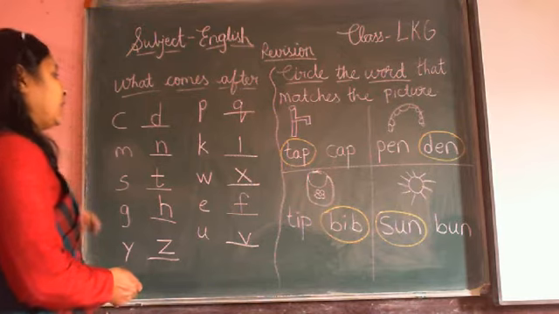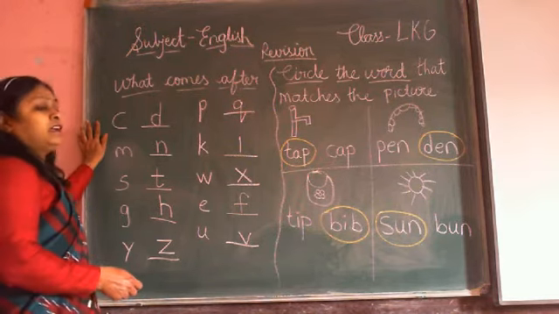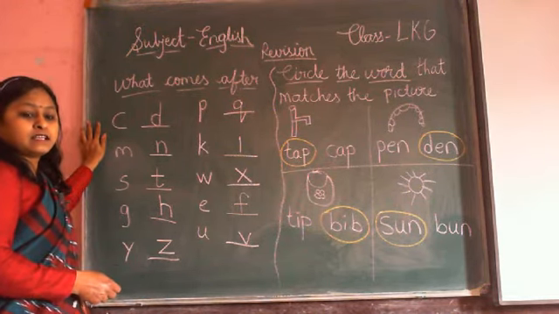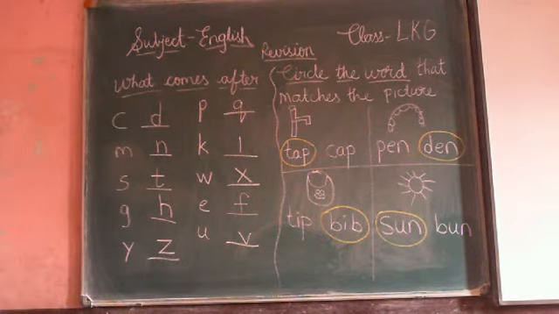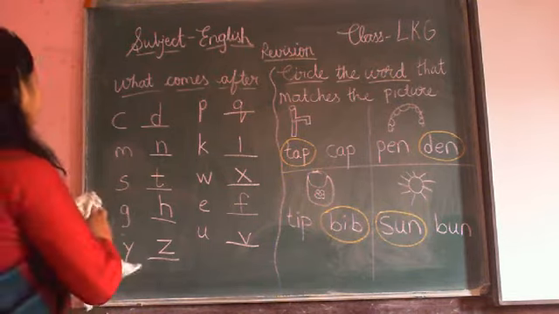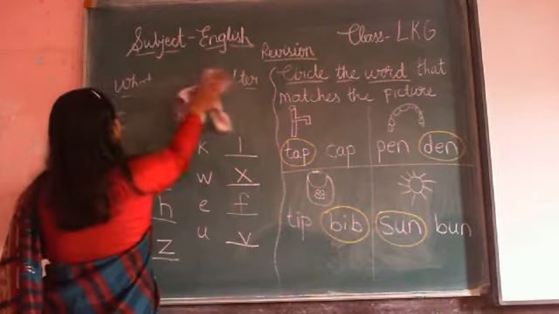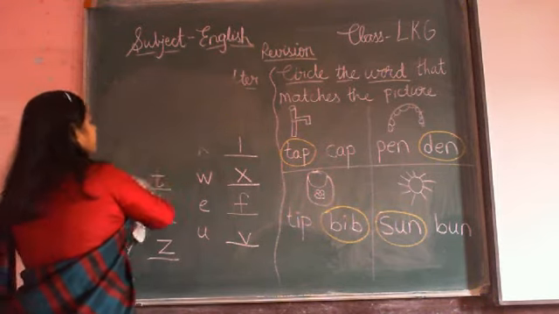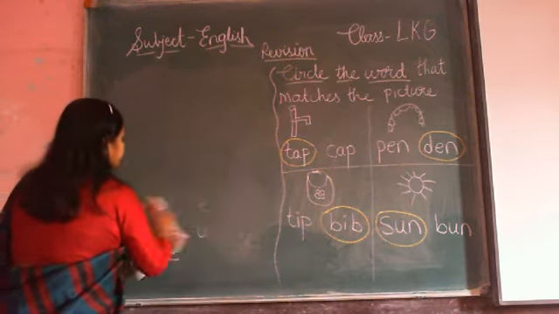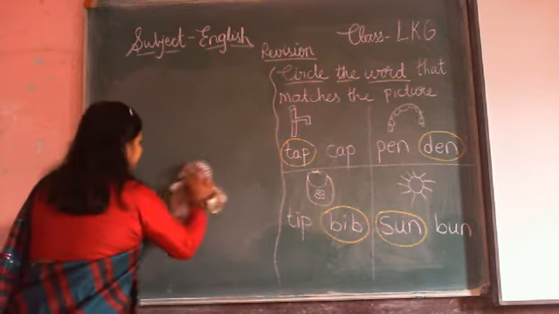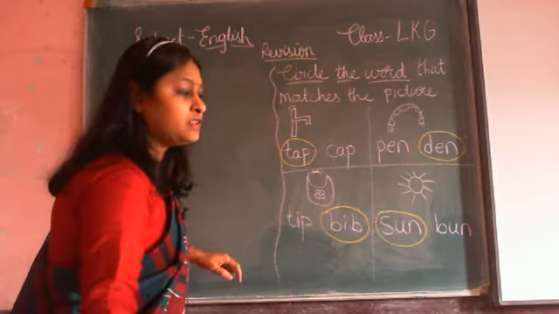Take the screenshot. Otherwise, I will drop this side and start the next exercise. Some more words are there and pictures are there. We will draw here and complete it. Right?